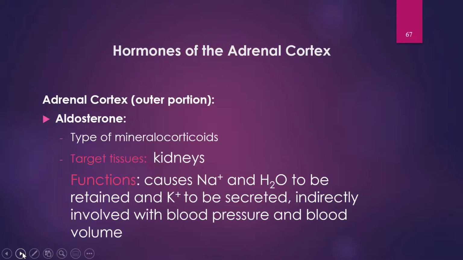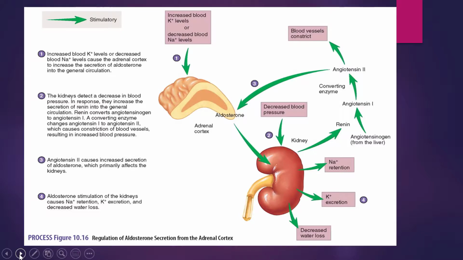The adrenal cortex is the outer portion. First of all, they secrete mineralocorticoids, aldosterone, which is a type of mineralocorticoid. The target tissue here will be the kidneys. The function of this mineralocorticoid will be to cause sodium and water to be retained and potassium to be secreted. And they are indirectly involved with blood pressure and blood volume regulation.